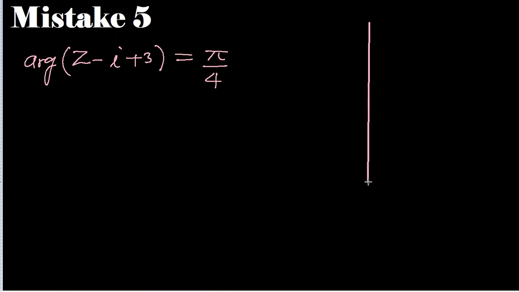In mistake number 5, people do this. Suppose there is an argument: arg of z minus i plus 3 is equal to pi by 4. This is what they're saying, and show it on an Argand diagram. So what usually students do in a hurry or from lack of knowledge, they draw minus i plus 3. So 3 is the real part. So on the real axis, we will write 3: 1, 2, 3.